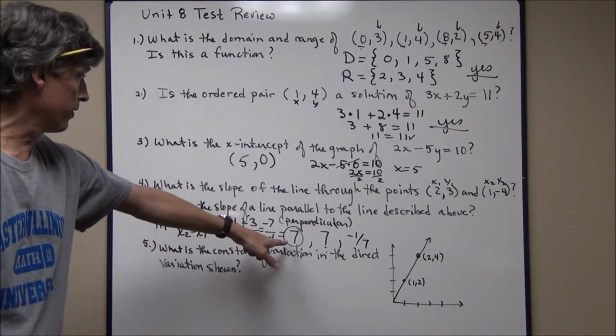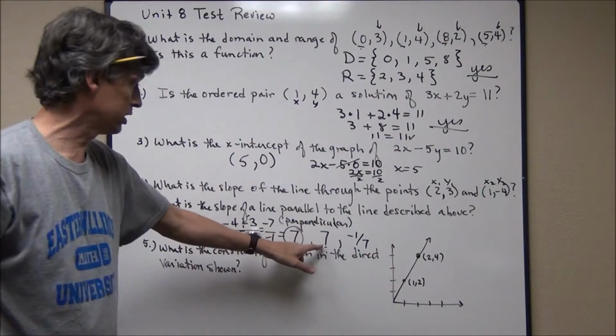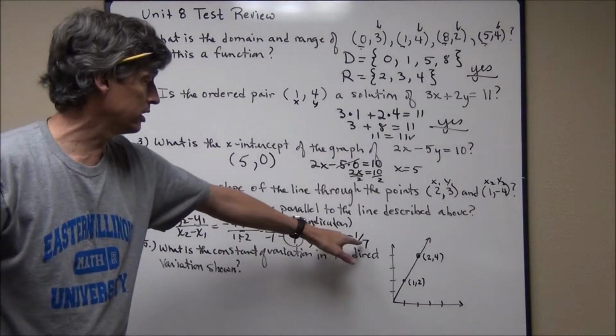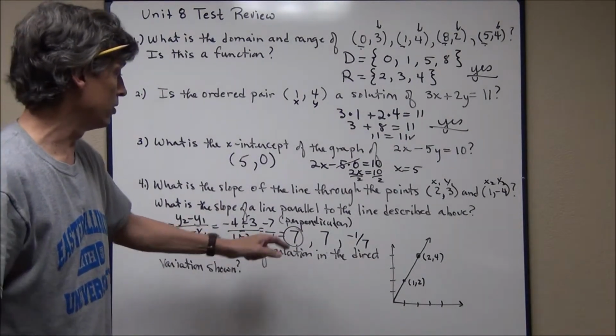So this is the slope of the original line that goes through these 2 points. This is the slope of a line here. I'm going to get rid of that. That's parallel to this one, and this is the slope of a line perpendicular to the original.